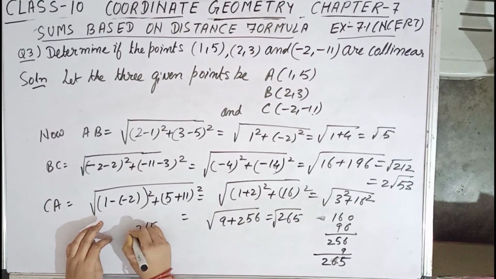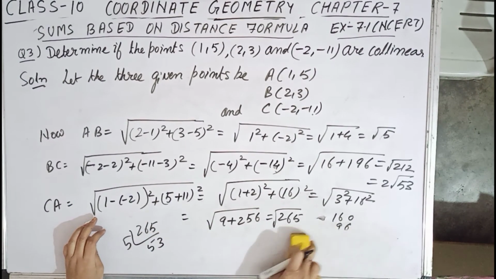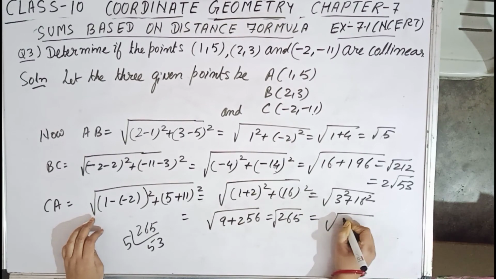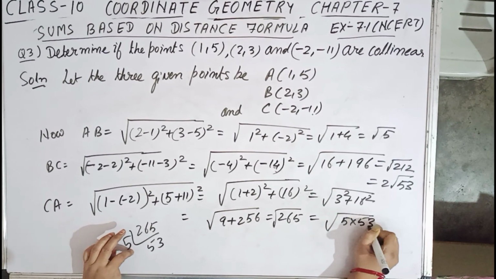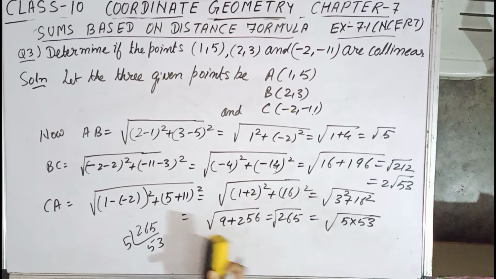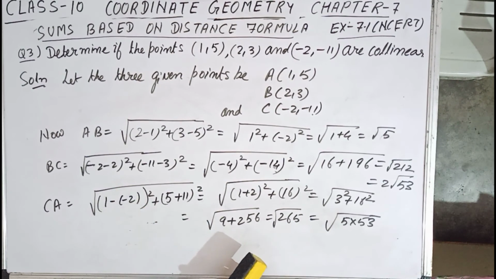Now 265 is simply the same thing, but I am splitting it into 5 into 53. So over here the points are not coming, that is AB plus BC is not coming to be equals to CA. So the given points are not collinear.